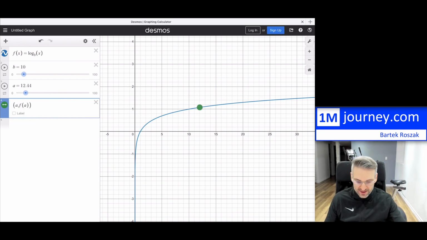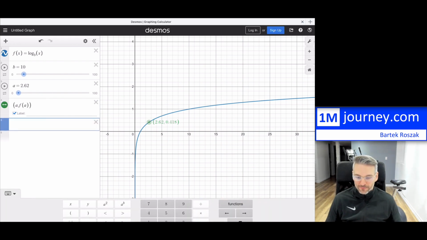And now I can drag this, and this is the point that we want to be able to find what the slope is at that point. So we know what that point is. In this case, I put it at 2.62, and then I can substitute it and find what that value is in there. So now if I label it, it's going to give us the actual value rounded off. Okay, so that would be the actual point.